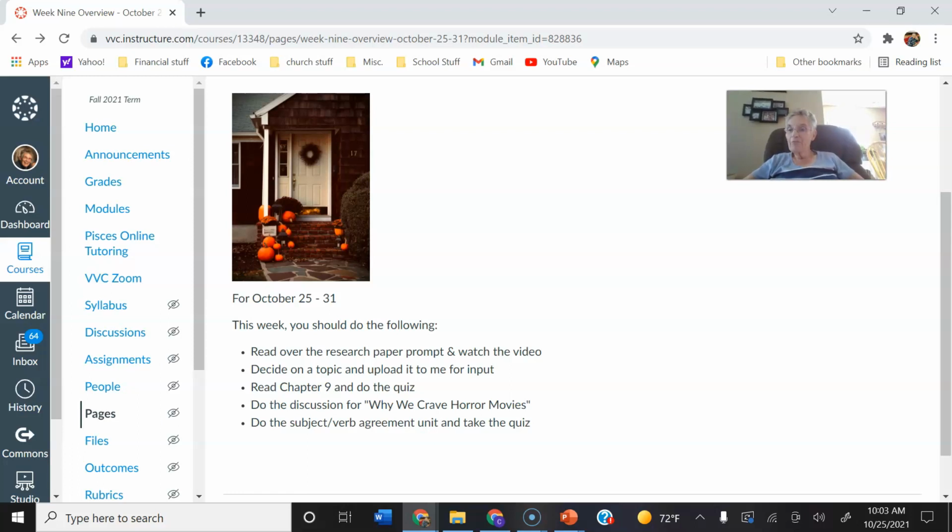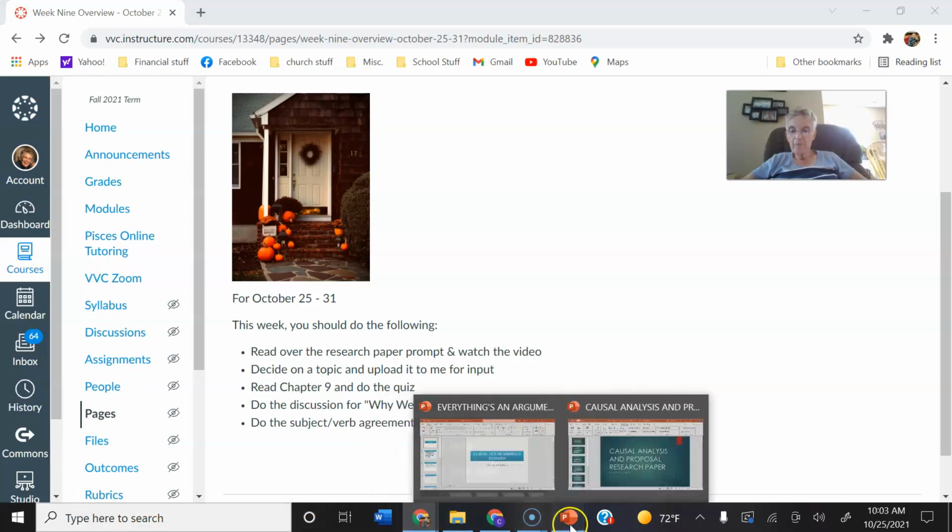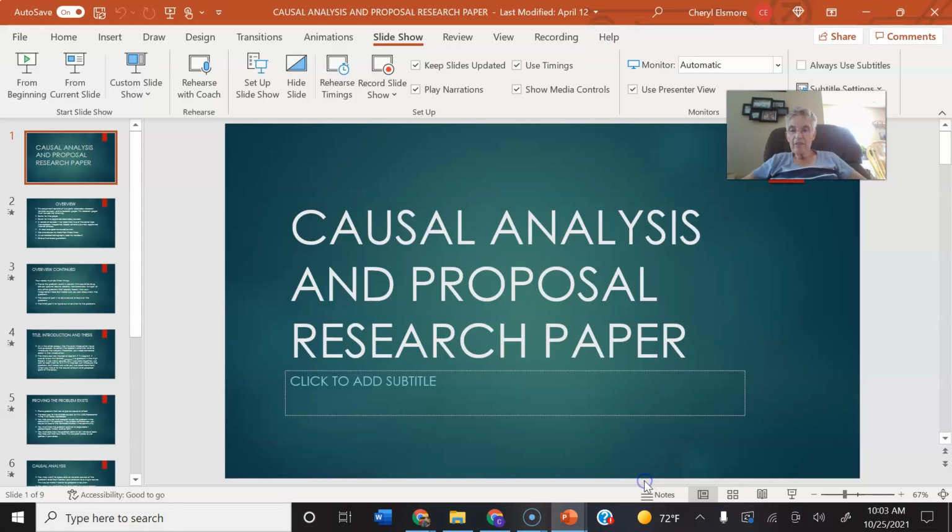Now, this research paper that we're going to be doing, because that's the next part, is worth double. So it's worth 200 points rather than 100 points. So what we're going to do is go over this research paper today so that you will understand what's going on, and I will put the PowerPoint for it in the module so that you'll be able to see it. So anyhow, let's look at it and talk about the research paper.